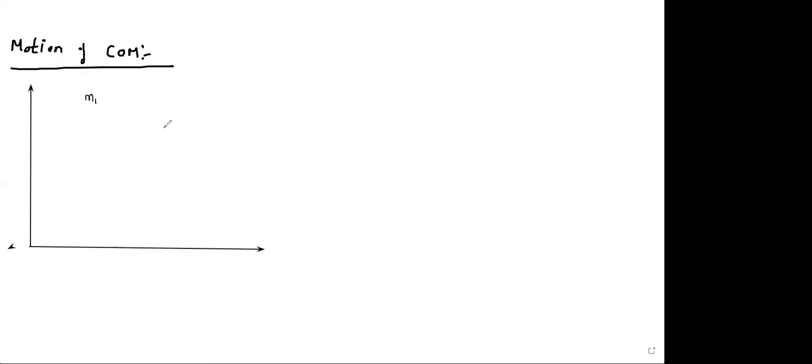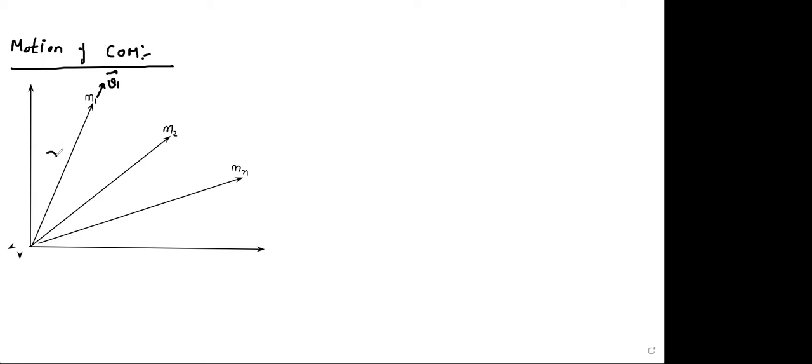This is mass m1. This is mass m2. The velocity of first mass is v1, and the position vector of first mass is r1. This is the second mass, moving with some velocity v2, and its position vector is r2. This is the nth mass. Its velocity is vn, and its position vector is rn.